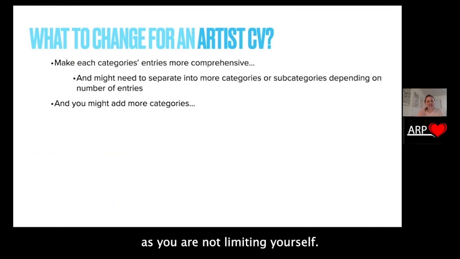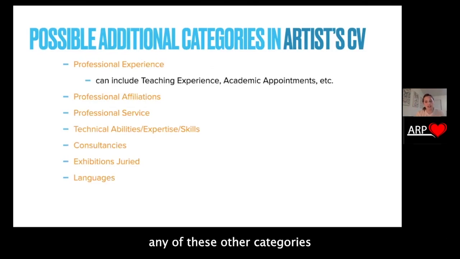As you are not limiting yourself, that might also mean that you need to break up some of these longer categories into subcategories, depending on how many entries you have. So do that and then see if any of these other categories work for you and are relevant to what you're applying for. Professional experience might be something that you put higher up in the CV, because you might be applying for something that is more teaching related. If that's the case, teaching experience would come before exhibitions even, right? Because that is more relevant to what you're applying for. Or if you're applying for an academic job, academic appointments would be more relevant than exhibitions. So that would come first.